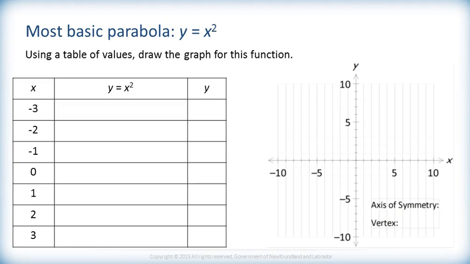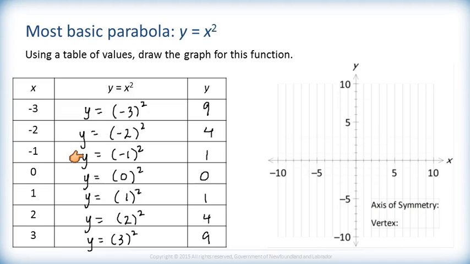Let's take a look at the most basic equation that will produce a parabola, y equals x squared. I've got a table of values here. I've got my table in 3 columns. I like to do that so I can have a calculation column right here. So for example, if I put in -3 for the x, -3 squared works out to be +9. Likewise, -2 squared works out to be +4, etc. I'll complete the rest of the table.